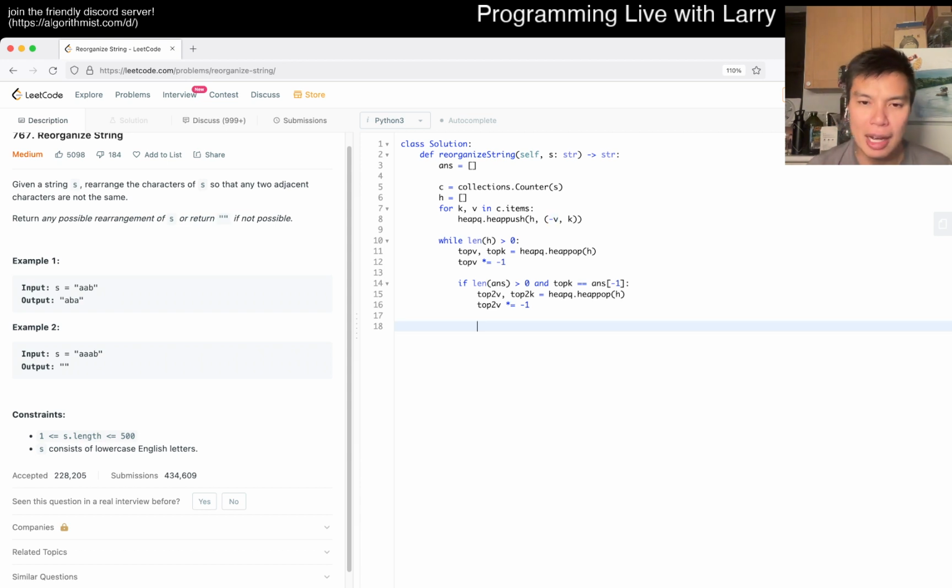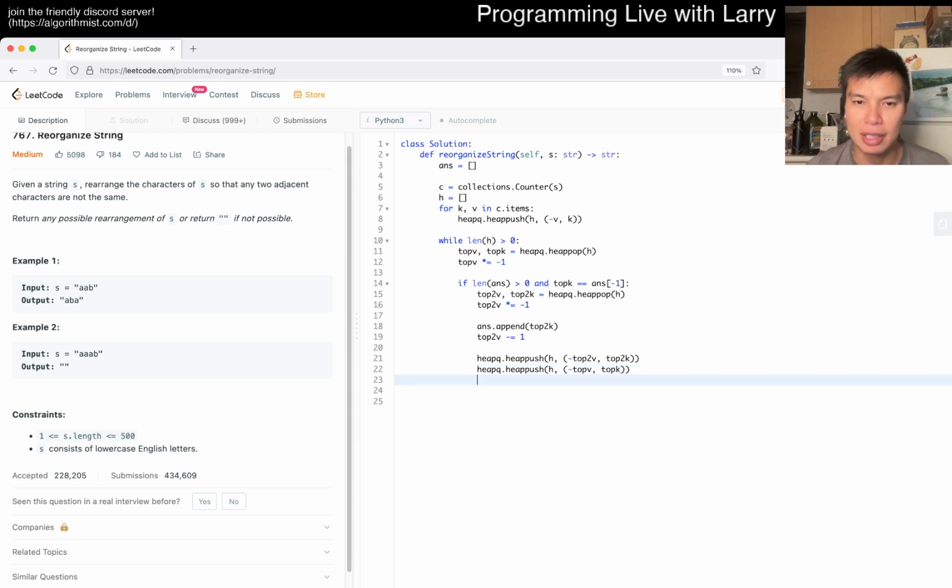But yeah, that's okay. So now we use one of the V's. We use top 2k, and then top 2v subtract 1. But then we have to push back top 2v, top 2k, and of course we have to make it negative again after we subtract the 1. And of course we have to put the original top v and top k back. Okay, and else, if this is not true, then we just use the top. So here we use top k, and then we subtract 1 from top, and then we do this other thing anyway.